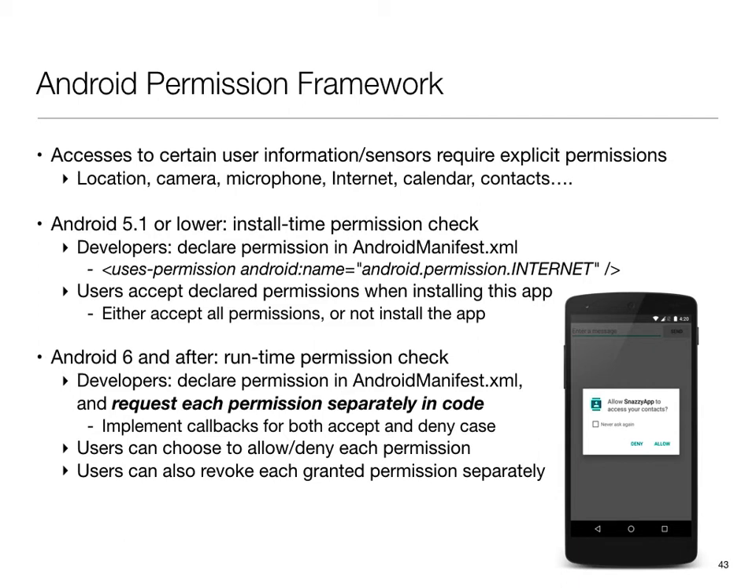So Android 5.1 had these install time permission checks where developers would declare these permissions, and the user would accept the permission or not. And if they accepted it, then that app would have permission for the entire duration that it was installed on the device. Whereas in Android 6 you had runtime permission checks where they would request each permission separately in code, and the user can allow or deny each permission and can revoke it as well.